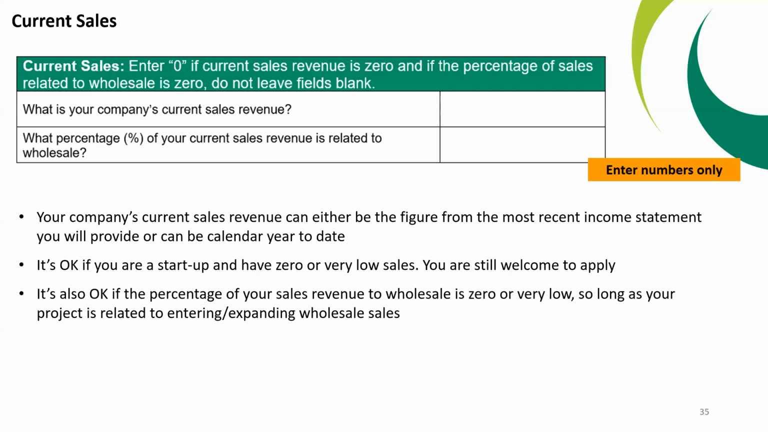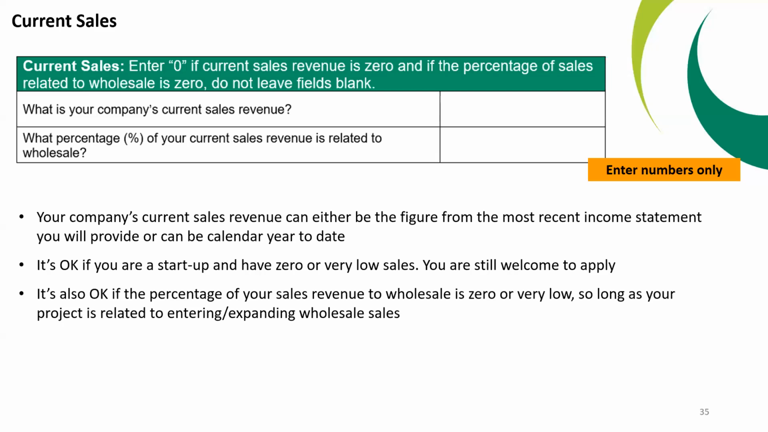So let's say you own a restaurant and you decided you want to start selling to other restaurants, and you're doing a marketing campaign to get into that business, or having the products packaged, etc. So all the collateral necessary for that. That's a great project. So we're happy to support that.